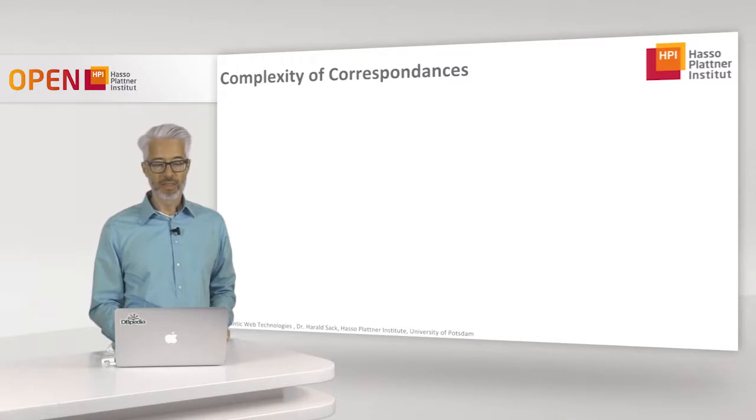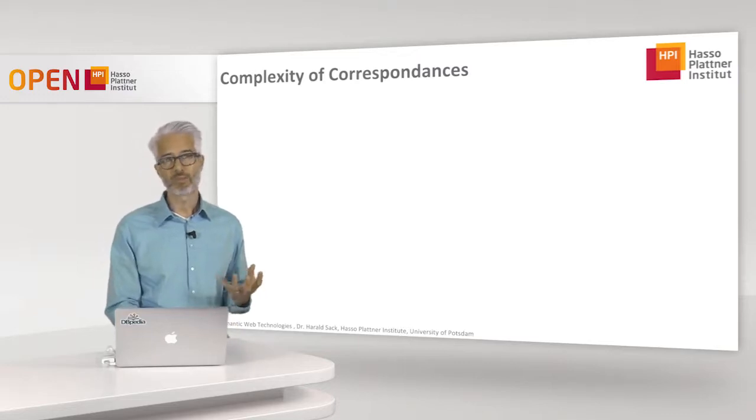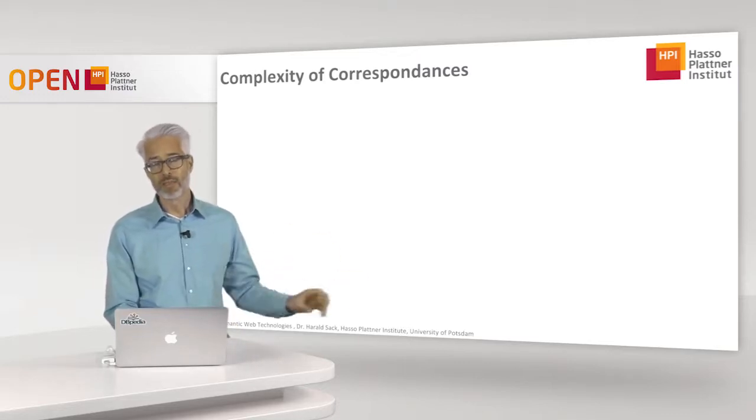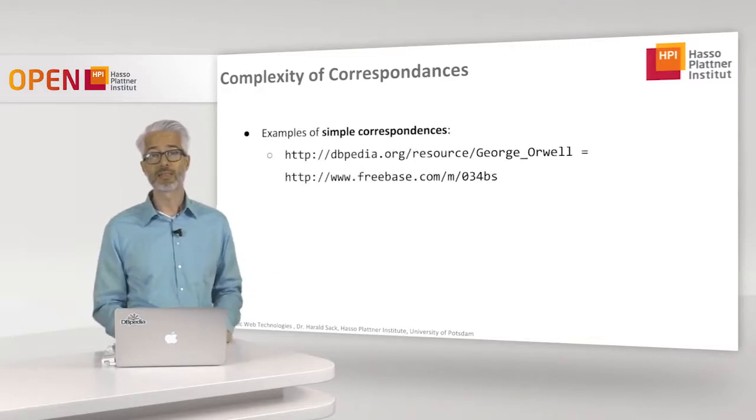Let's have a look at some examples of mappings, but before that, we also have to take into account the complexity. We have referred to the fact that we have rather simple correspondences, but they can, of course, be more complex. So first, let's start with the simple correspondences.